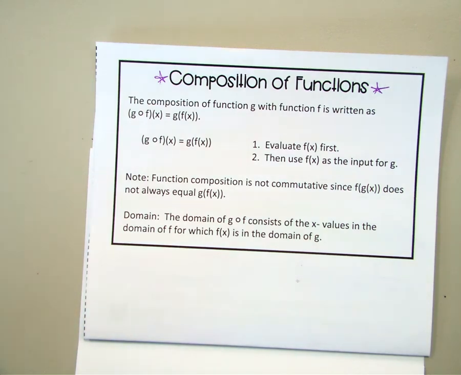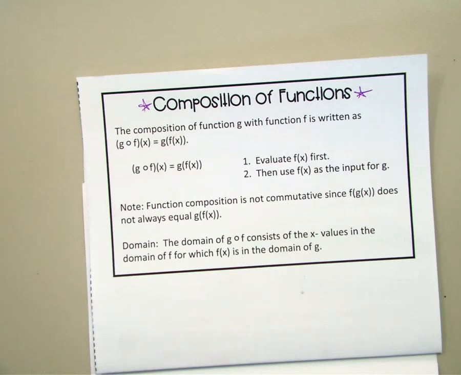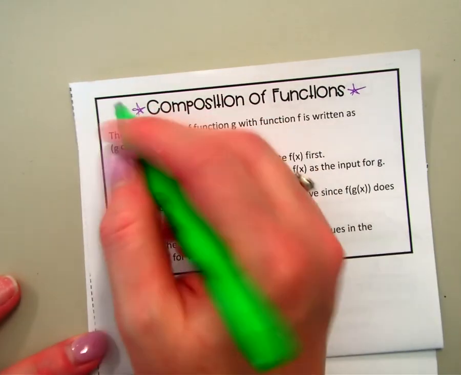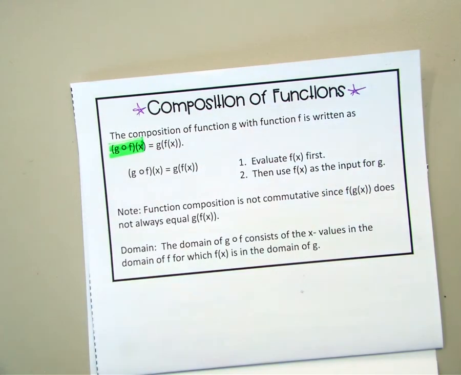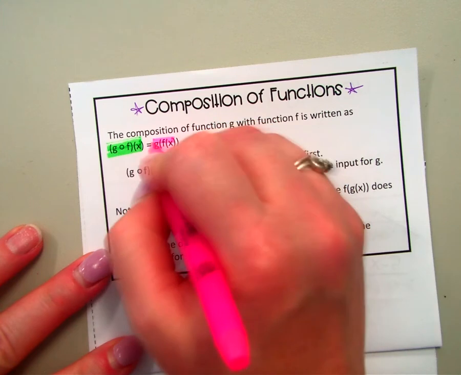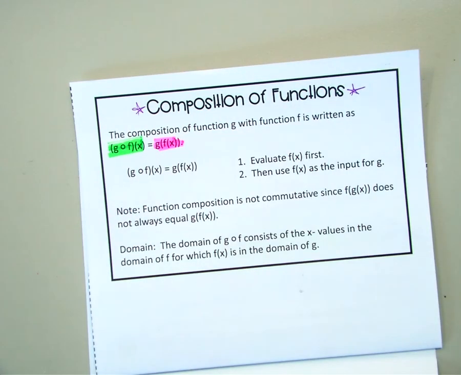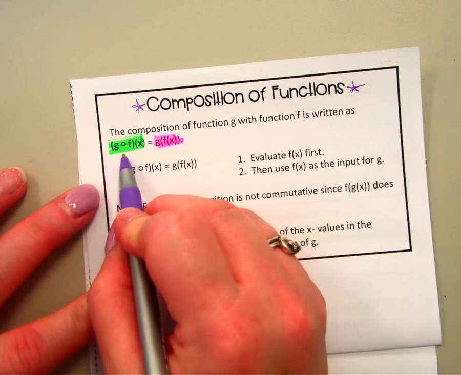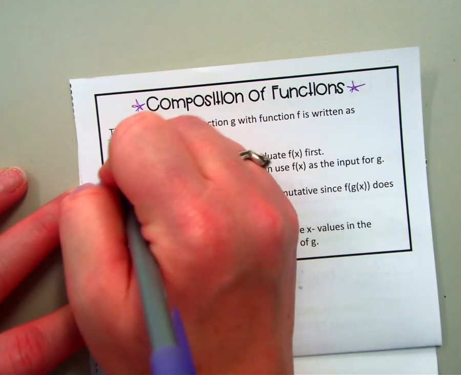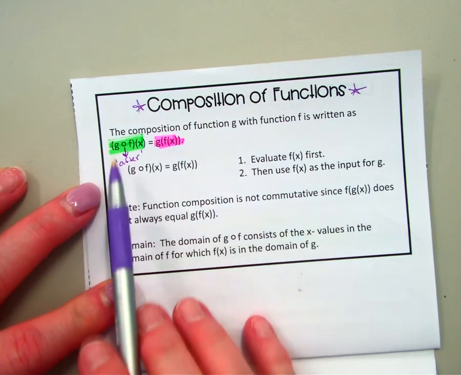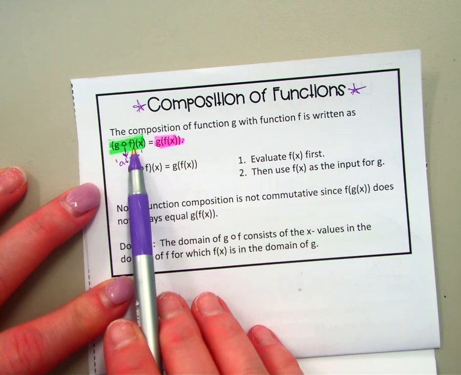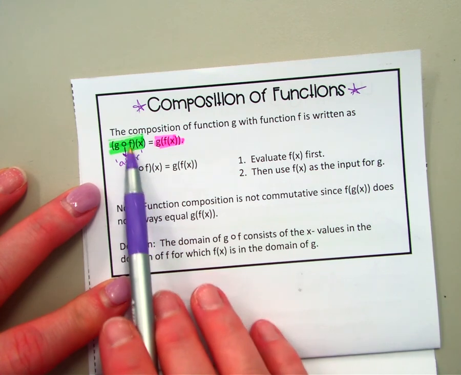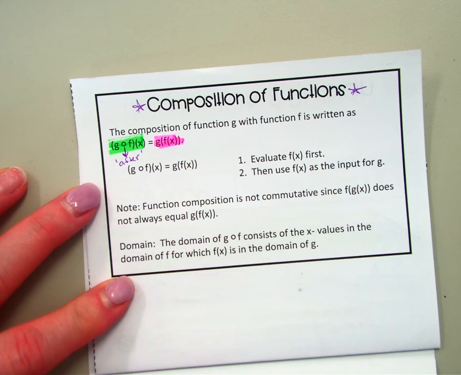We have two different kinds of notations that we end up using for it. And they are right here. There's one of them. And then here's the other one. Those mean the same thing. So what's happening is this little circle here represents the word after. So what this is saying is you're going to do the g function after you figured out the f function. So what you're going to be doing is plugging something into your f function, taking that answer, and plugging it into the g function.